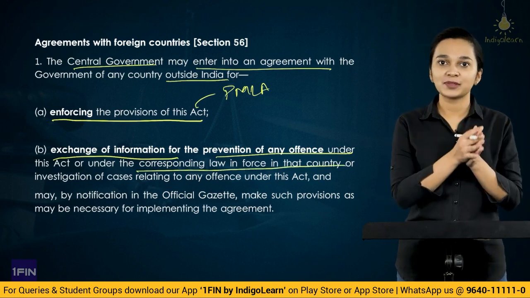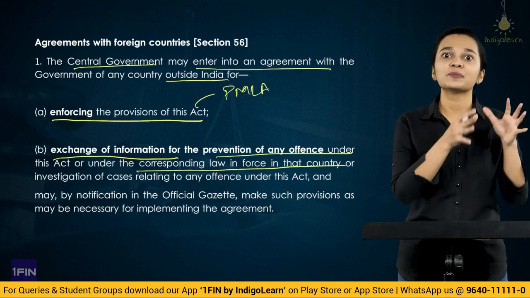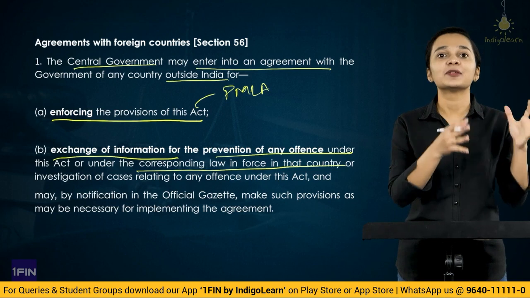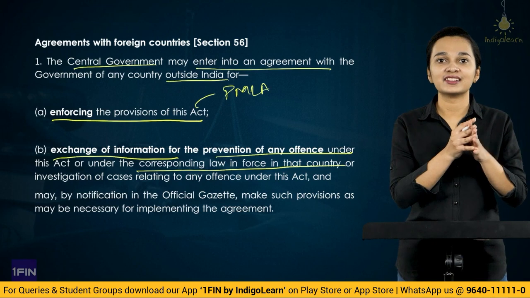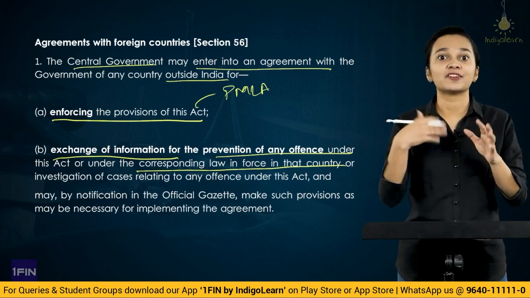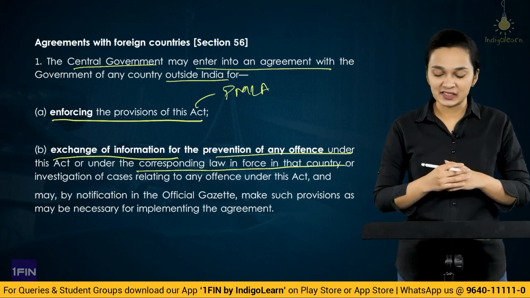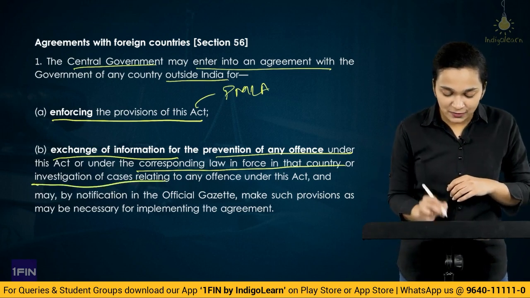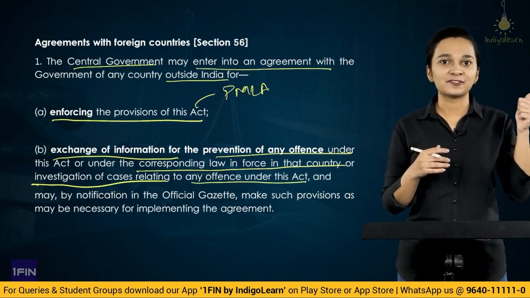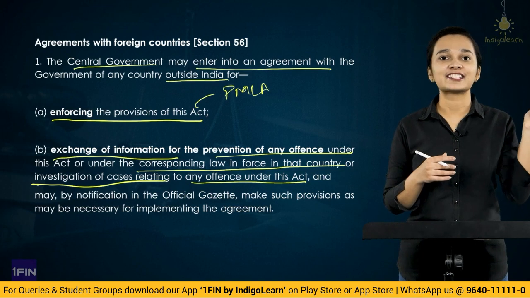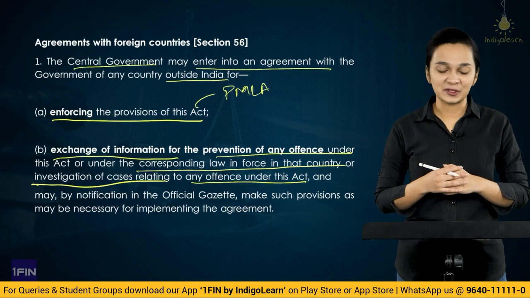So they'll exchange information with each other so that if they have any doubt, if they have any suspicion, they can prevent an offence from happening. They can prevent an offence under this act or any other corresponding law in that country from taking place. So when they have doubt, they can exchange information and they can prevent such offence from taking place. Or investigation of cases relating to any offence under this act. So enforcing provisions, exchanging information and investigation into the offences which have been committed.